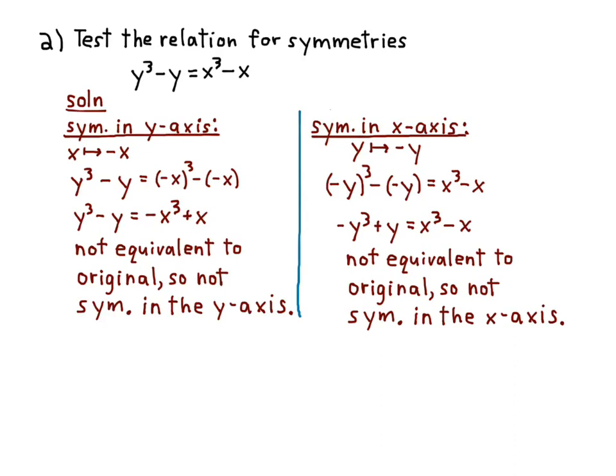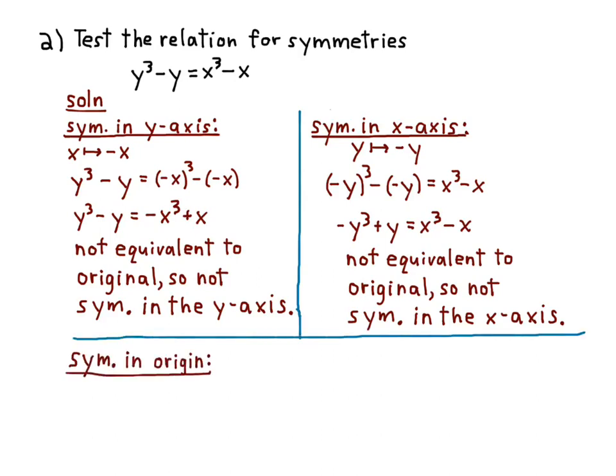And then you have to check the third one, which is symmetric in the origin. Now you might think that if it's not symmetric in the y-axis and it's not symmetric in the x-axis, it can't possibly be symmetric in the origin, but that turns out to be completely false. Actually, these three things are independent. You have to check all three of them. You can't get yes or no for two of them and deduce the third one from that. You have to do the test separately. So I'm checking if it's symmetric in the origin. Now how do you do that? Change x to minus x and y to minus y at the same time.